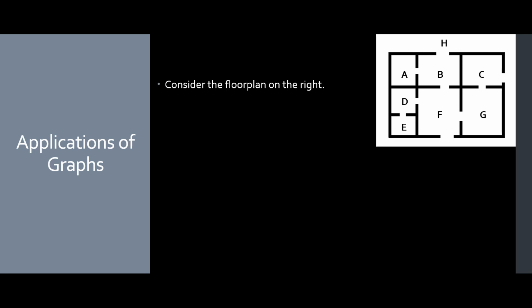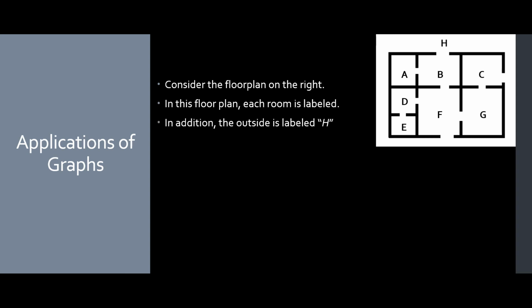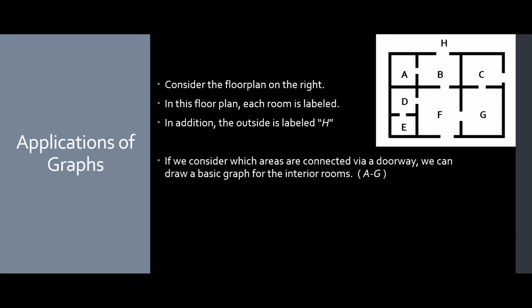Consider this is a floor plan. You can see the empty spaces, by the way, just represent a door. And on this floor plan, I've labeled all the rooms, and I've labeled the outside as H. Now, we can talk about the areas that are connected via doorway, and we can draw a basic graph for the interior rooms. That's going to be A through G. And it looks like this.